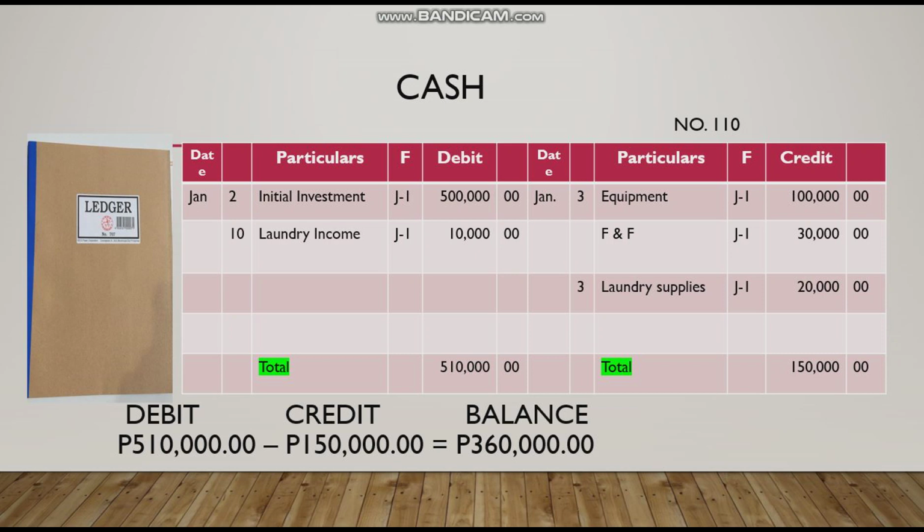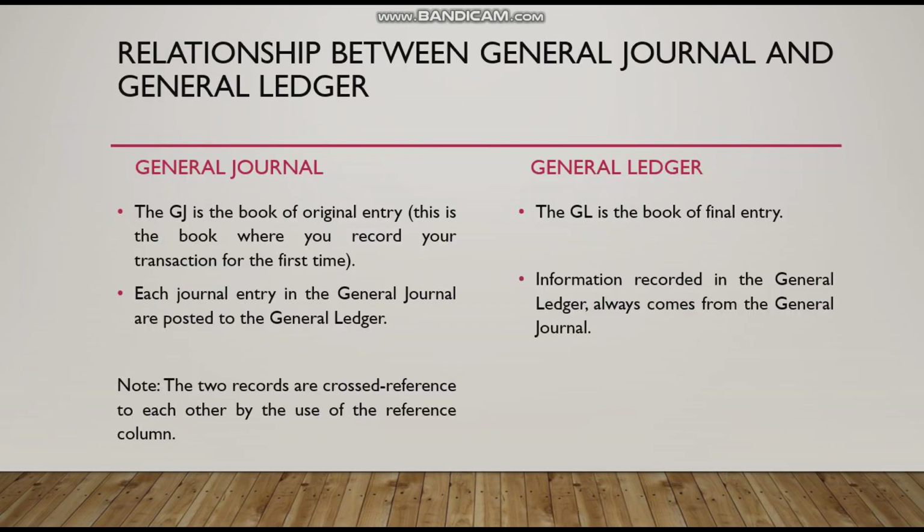So using the ledger, you can see your individual account balance at any given point in time. Okay? So, the relationship between general journal and general ledger is that the general journal is the book of original entry, meaning this is the book where you record your transaction for the first time. The general ledger is the book of final entry, meaning the journal entries in the general journal are posted to the general ledger. Therefore, information recorded in the general ledger always comes from the general journal. The two records are cross-referenced to each other by the use of the reference column.